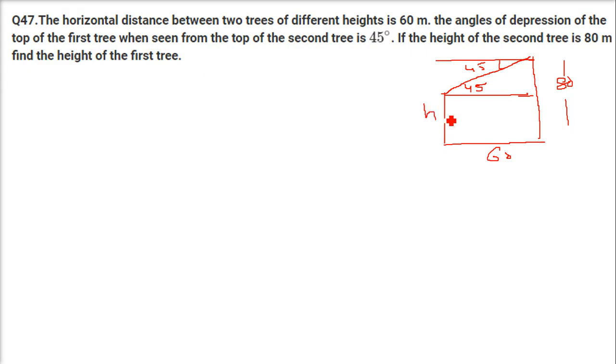What is the height of the first tree? Let us assume it to be h. This is also h, so this will become 80 minus h. This whole is 80, this is h, so this will be 80 minus h.